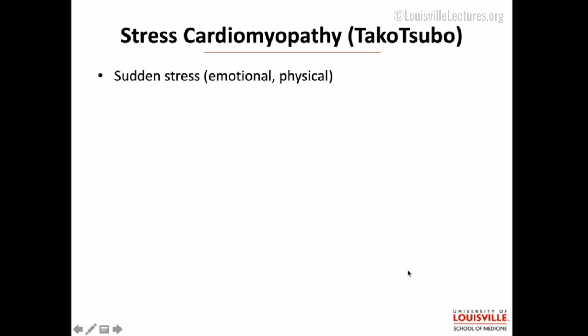So to remember some of the features, this usually occurs after some kind of sudden stressor, emotional or physical. You do not always uncover that stressor when you're talking with the patient, but it's worthwhile to try. The troponin will be mildly elevated and usually out of proportion to the degree of LV dysfunction. In our question, the EF was 15%, but the troponin was only 0.7.